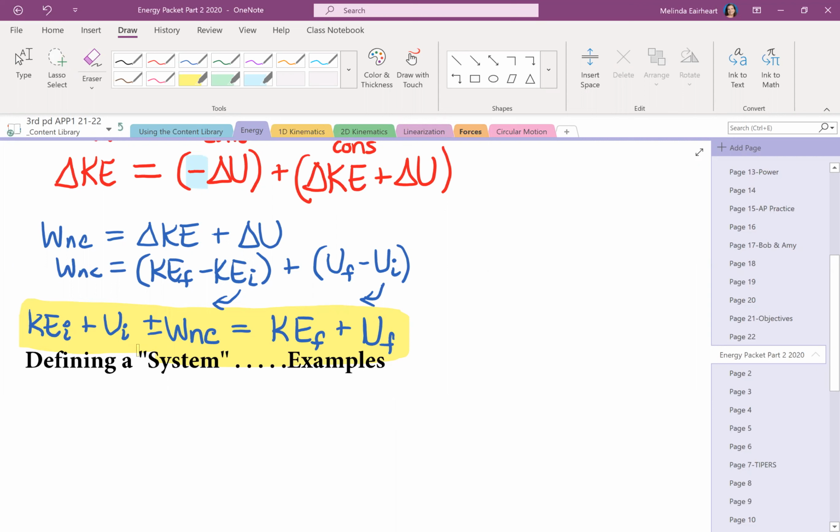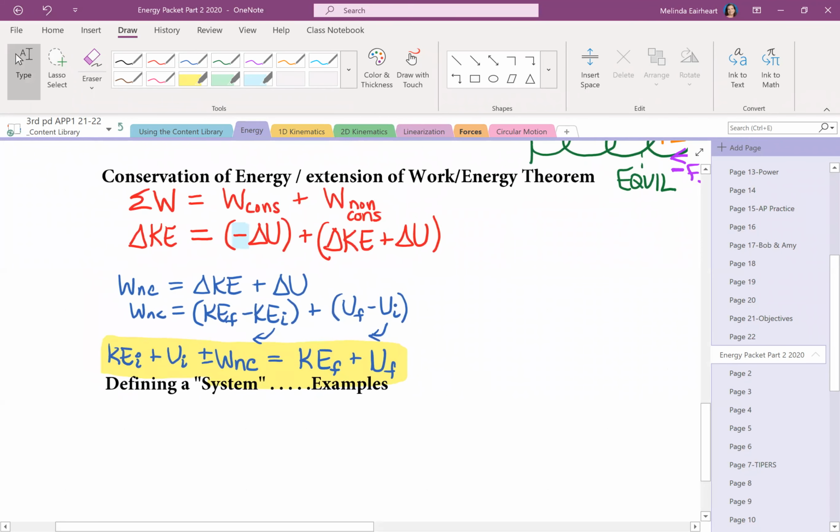Questions for me? Got a little bit more to do next time with systems, and we've already started talking about systems, but it's just a closer look at the nitty-gritty details of how AP says, how do you define a system? All right, that's it for today.